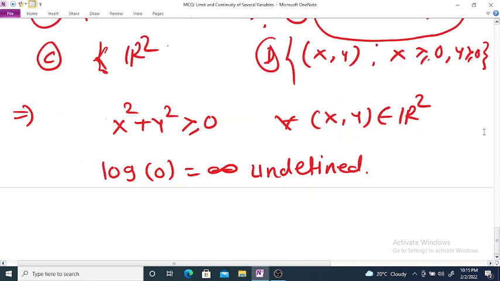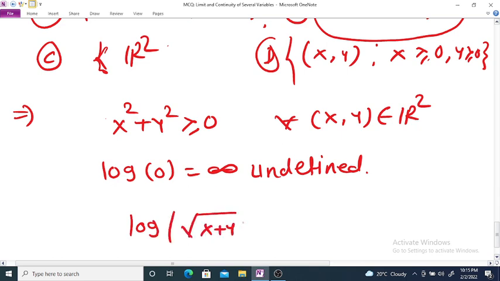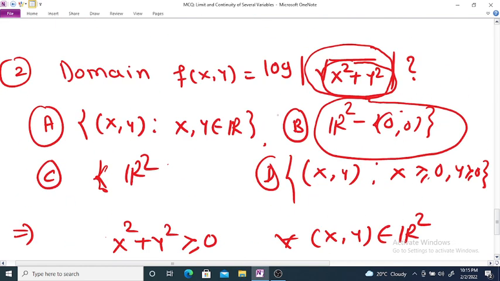If the example is like this, log of mod of under root of x plus y, then in that case this function is defined if x plus y is greater than 0. Okay, x plus y is greater than 0. But here x square plus y square, this term is always positive. So this function is not defined only if x is 0 and y is 0.